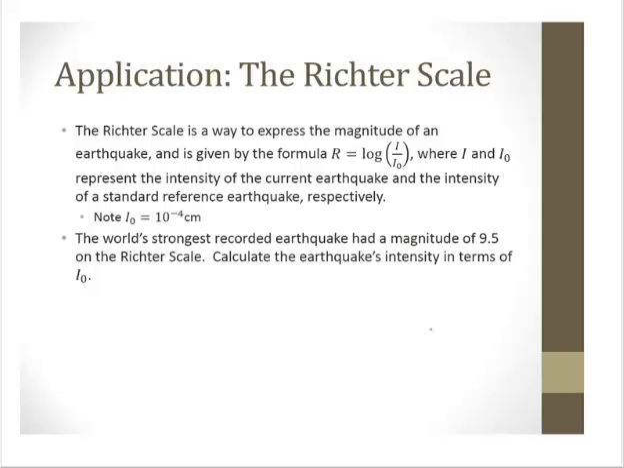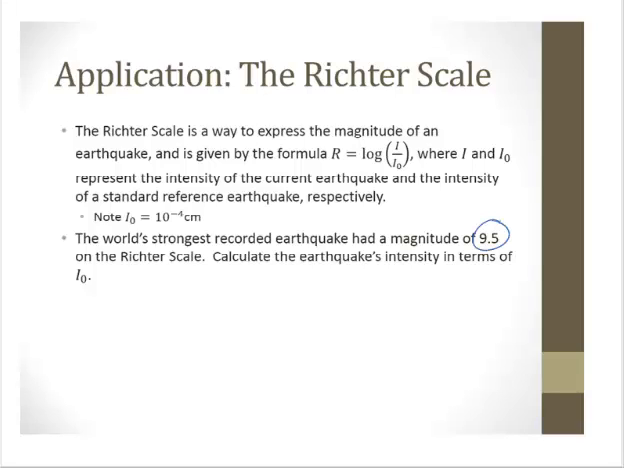So now let's take a look at a couple of applications of logarithms. One application is the Richter scale, and that's a way to express the magnitude of an earthquake. It's given by the formula R is equal to the log of I over I sub 0, where I and I sub 0 represent the intensity of the current earthquake and the intensity of a standard reference earthquake. I sub 0 is a certain intensity, and is given by 10 to the negative 4th centimeters. The world's strongest recorded earthquake had a magnitude of 9.5 on the Richter scale. Calculate the earthquake's intensity in terms of I sub 0. The magnitude was 9.5.